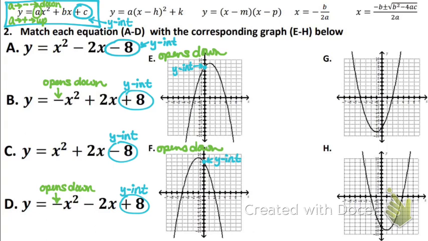When you look at the graphs, what's different between the two graphs? One's shifted over. So what I'm looking at here is my axis of symmetry. This one, the axis of symmetry, is where? Where does it hit the x-axis at? Positive 1. For my axis of symmetry.